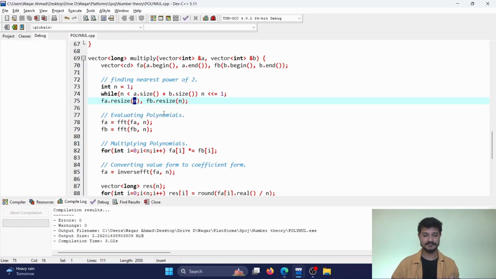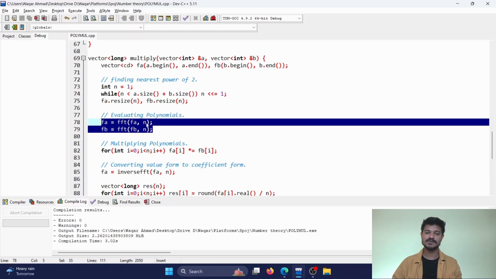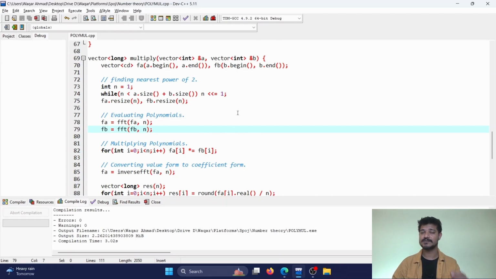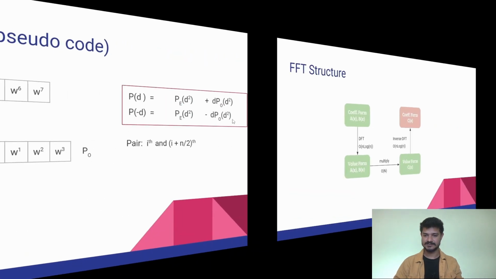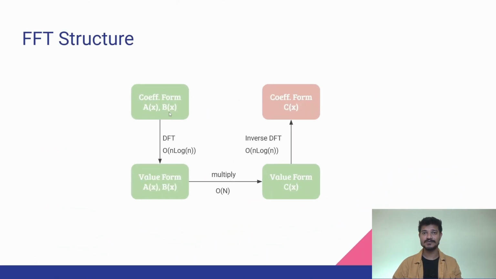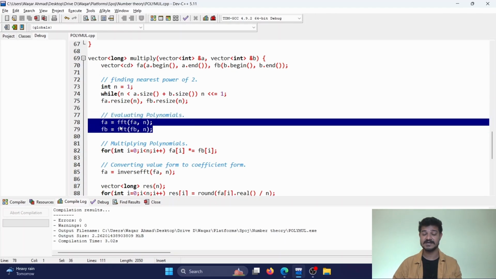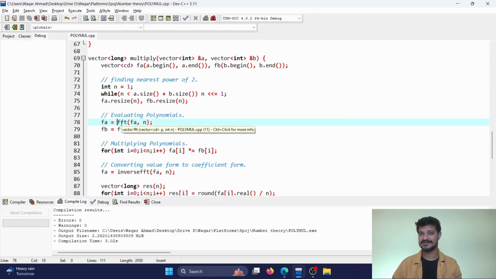So what you will do after that, you will apply FFT and evaluate FA and FB. Basically converting A and B from coefficient form to value form so that we can multiply faster. Remember, this A and B are in coefficient form. We perform FFT and now they are in value form. So we have applied FFT on FA and FB. Now FA and FB are in value form. I'll explain this FFT function also. This is the very important part of FFT.